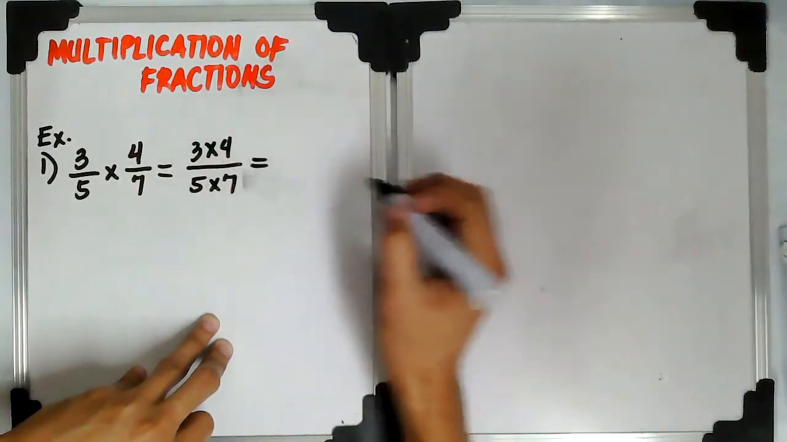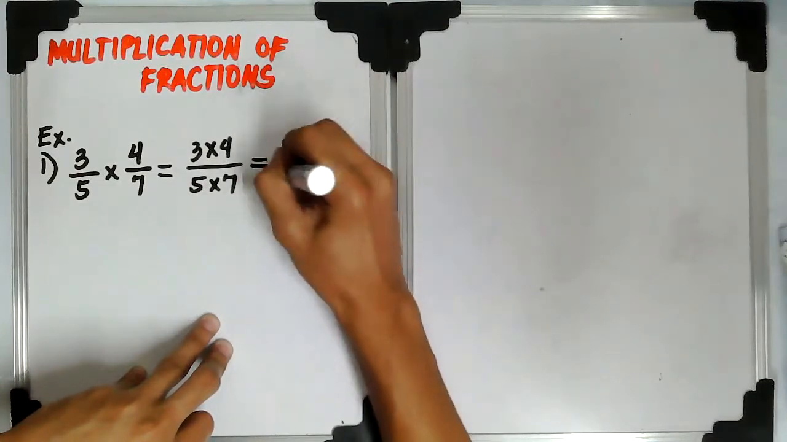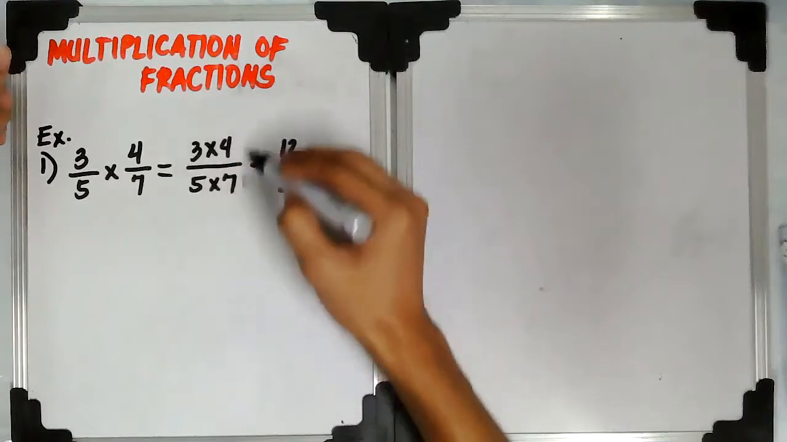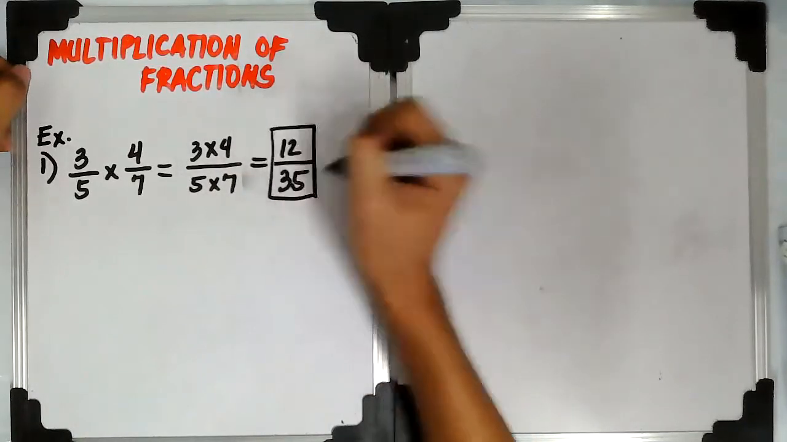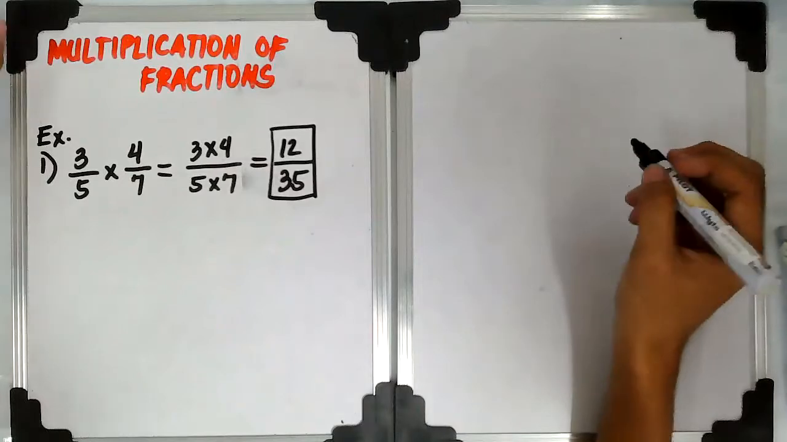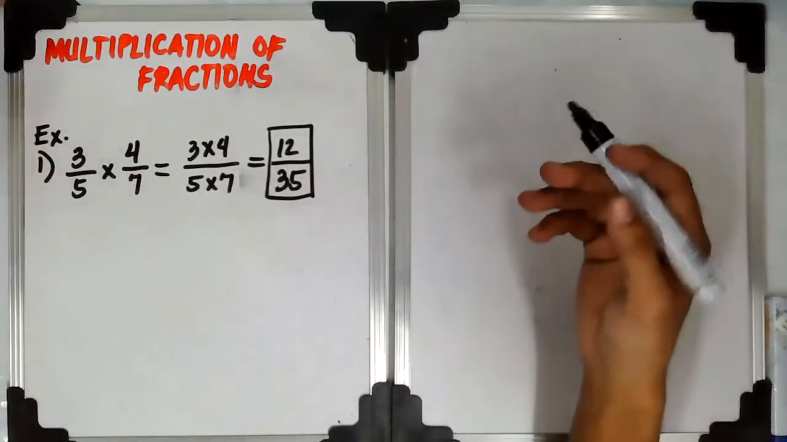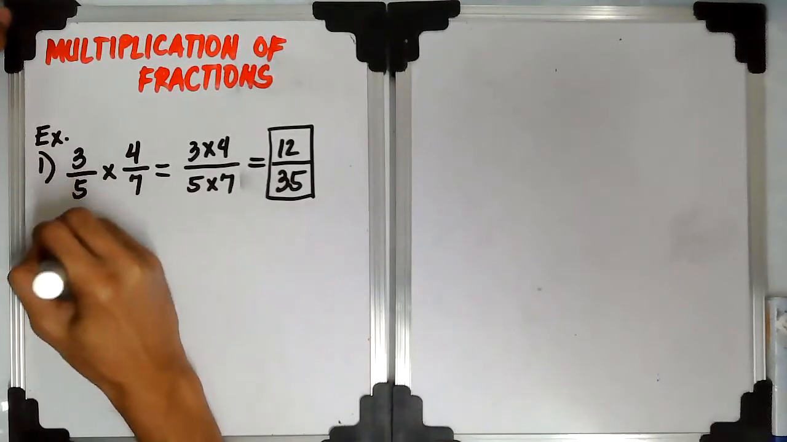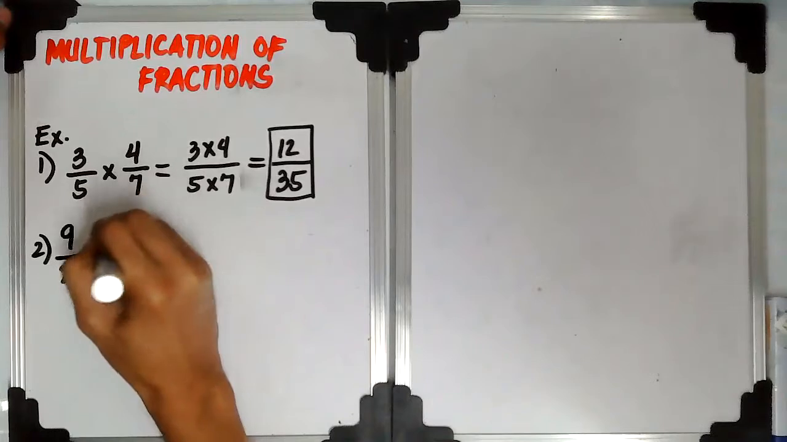So this will be equal to 3 times 4, which is 12, 5 times 7, which is 35. And as we can see, 12 and 35 don't have any factor in common. So this will be our final answer, 12 over 35. So let's have another example that is a more complicated item, where we're going to deal with large numbers. All right. So let's say we're going to have 9 over 20 times 25 all over 36.